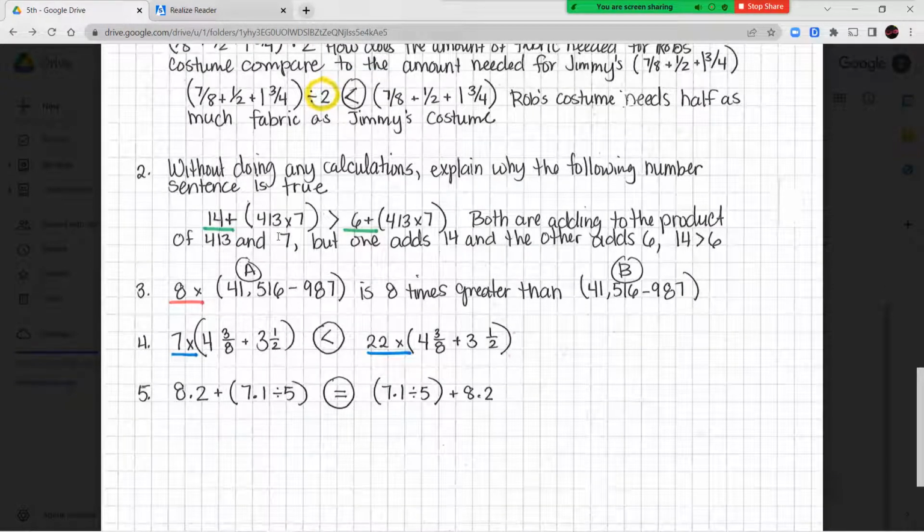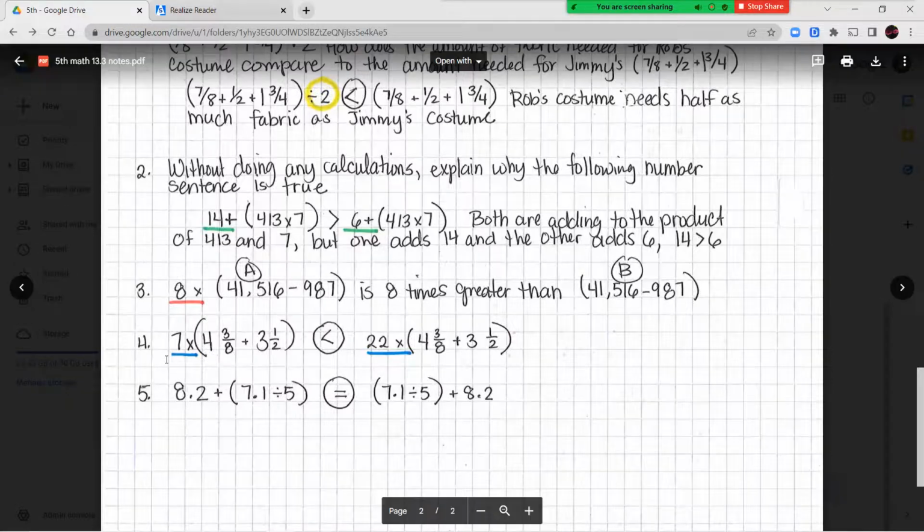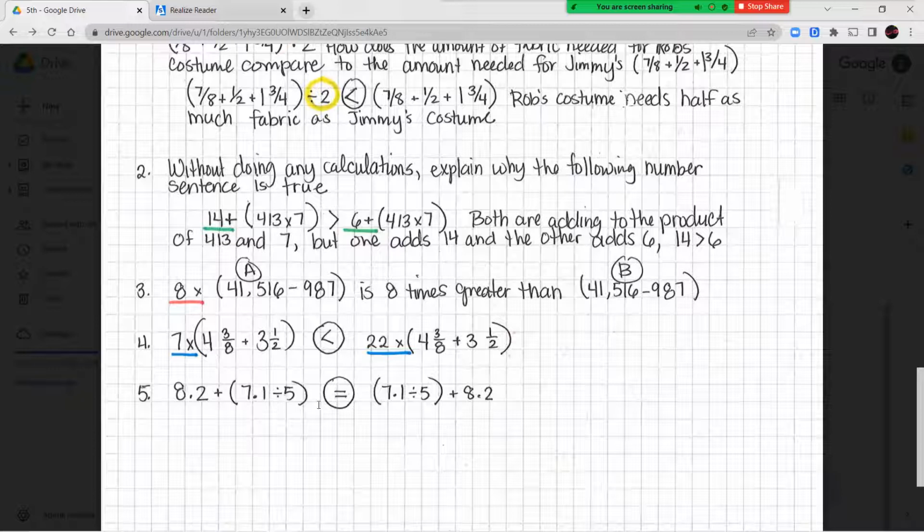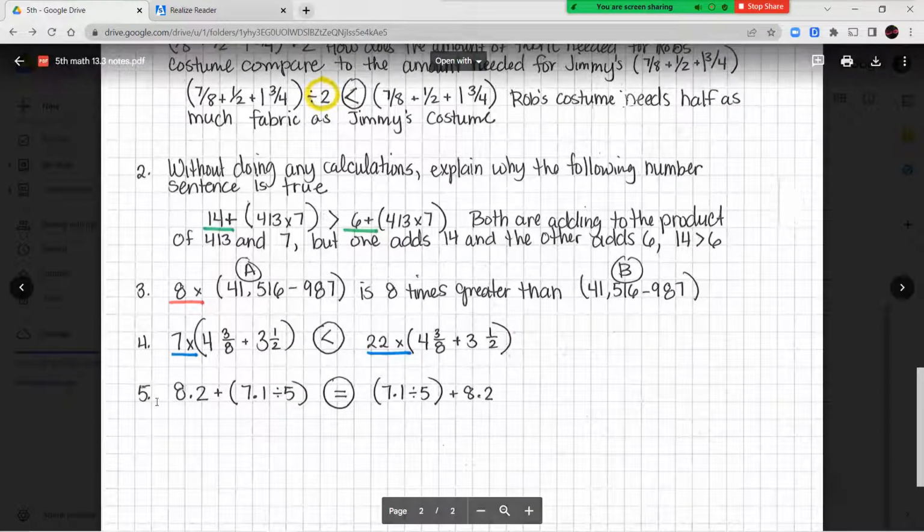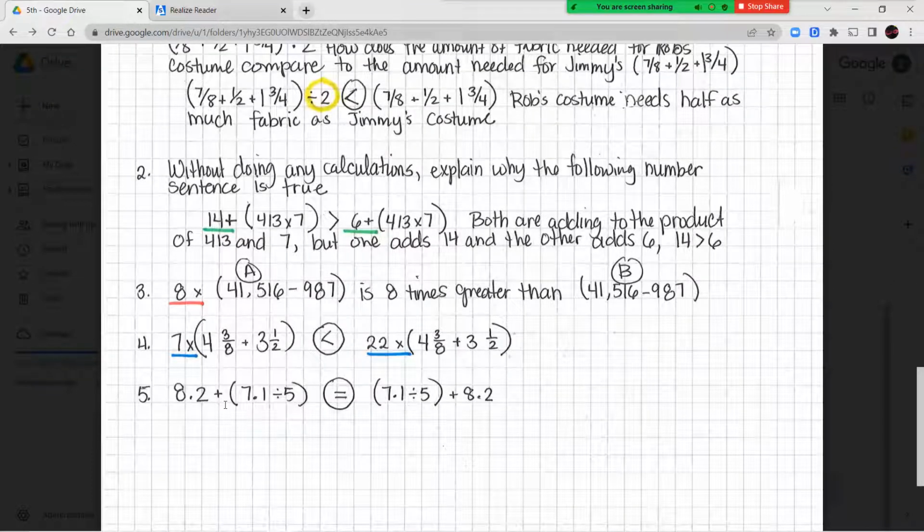And for our last one, we have 8 2/10 plus the quotient of 7 1/10 divided by 5. And then our next one is the quotient of 7 1/10 divided by 5 plus 8 2/10. Now here all we did was we used the commutative property to move this to the other side of the equation. So these are equal. What's inside the parentheses is equal on both sides. And then we're adding 8 2/10 to that quotient. So these two expressions are equal.